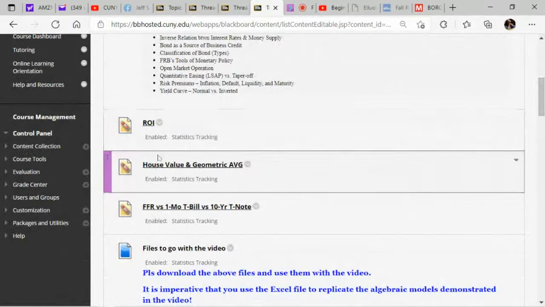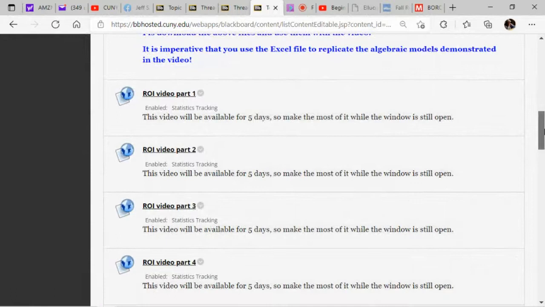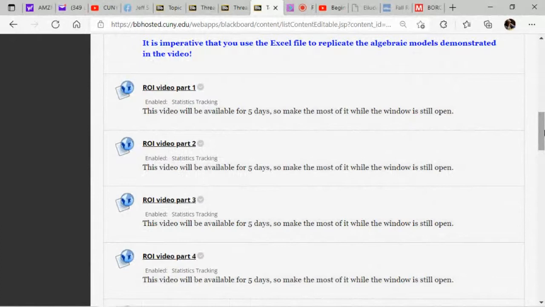Please download these files because you will need them. It says files to go with the video, right? Please download the above files, okay? Please do that. And today, these are the videos that you must watch. These videos are available for 5 days. So you must watch them. You can replay these videos every day until you fully comprehend.